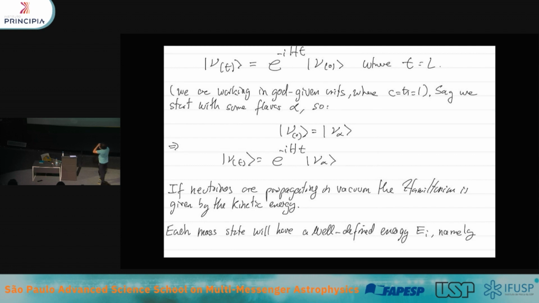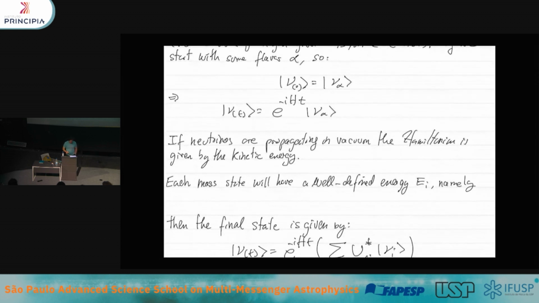And then the neutrino state at some time t is just given by this expression. This is just basic quantum mechanics. So if the neutrinos are propagating in vacuum, that means that the Hamiltonian associated with the neutrino time evolution is just going to be the kinetic energy of the neutrino.